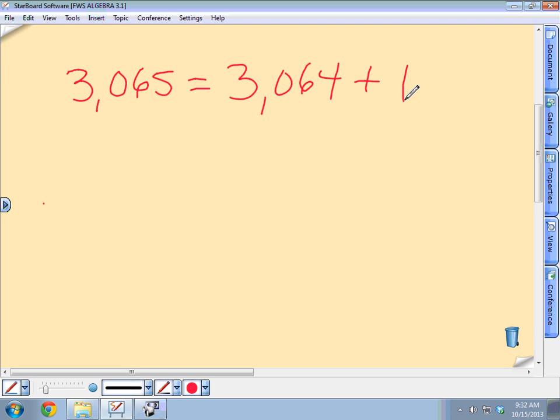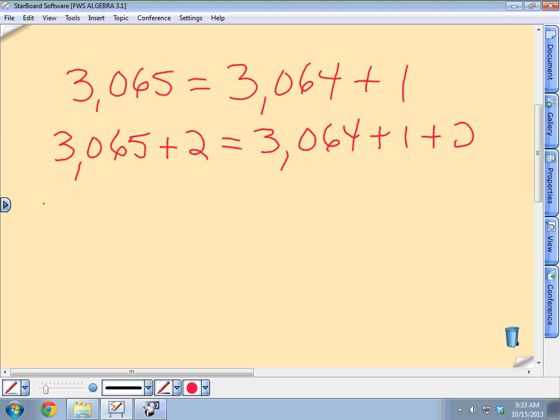These things are equal. Everyone agrees with me that those are equal. All the addition property of equality says is this. Because these are equal, as long as I add the same thing to this side of the equal sign, and add that to this side of the equation, as long as it's the same, it doesn't matter. I can add anything I want, as long as it's the same. All right, Eric, pick a number. 2. So I'm telling you that 3,065 plus 2 is equal to 3,064 plus 1 plus 2.